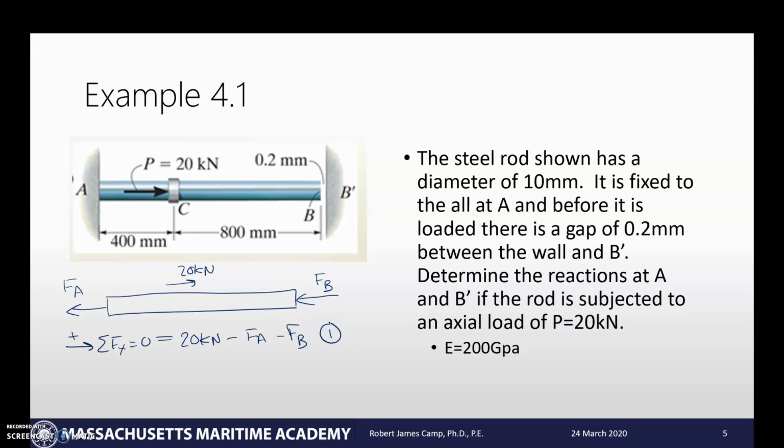Well, our second equation is our compatibility equation. I know the deflection between A and B can only be 0.2 millimeters, because that's all the gap that's there. Once I hit that wall, I can't expand anymore. And so we're going to need this in meters anyway, so we'll convert this over to 0.0002 meters. And so that'll be our second equation. So that'll be the two equations that we'll use.